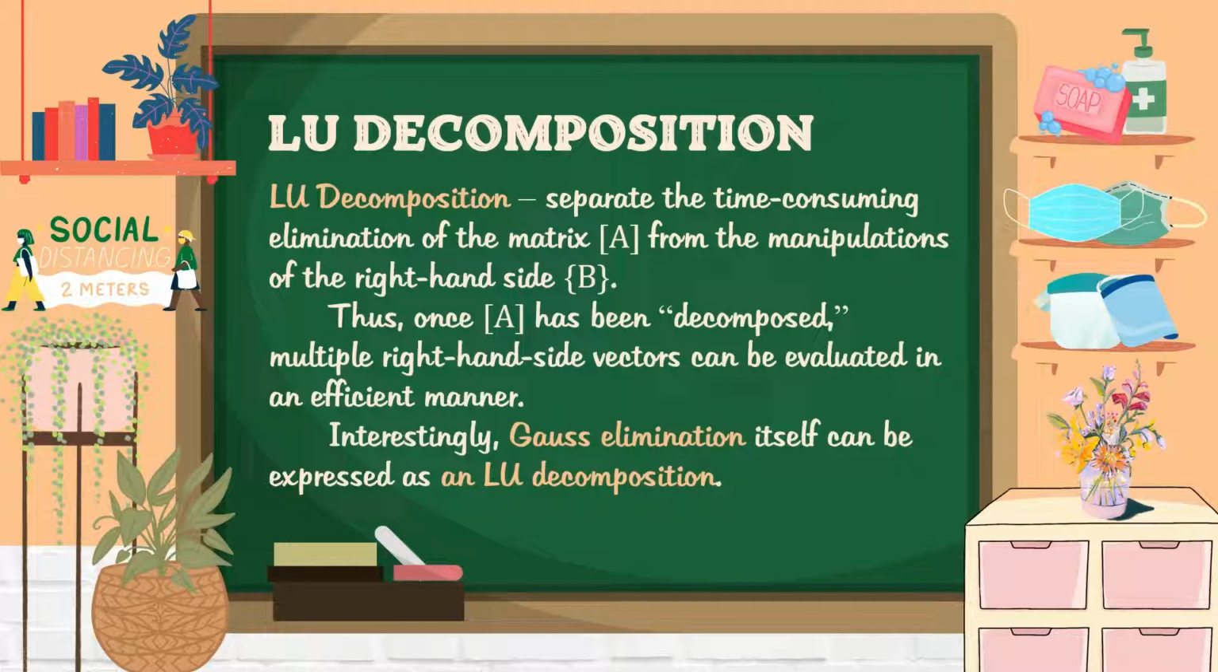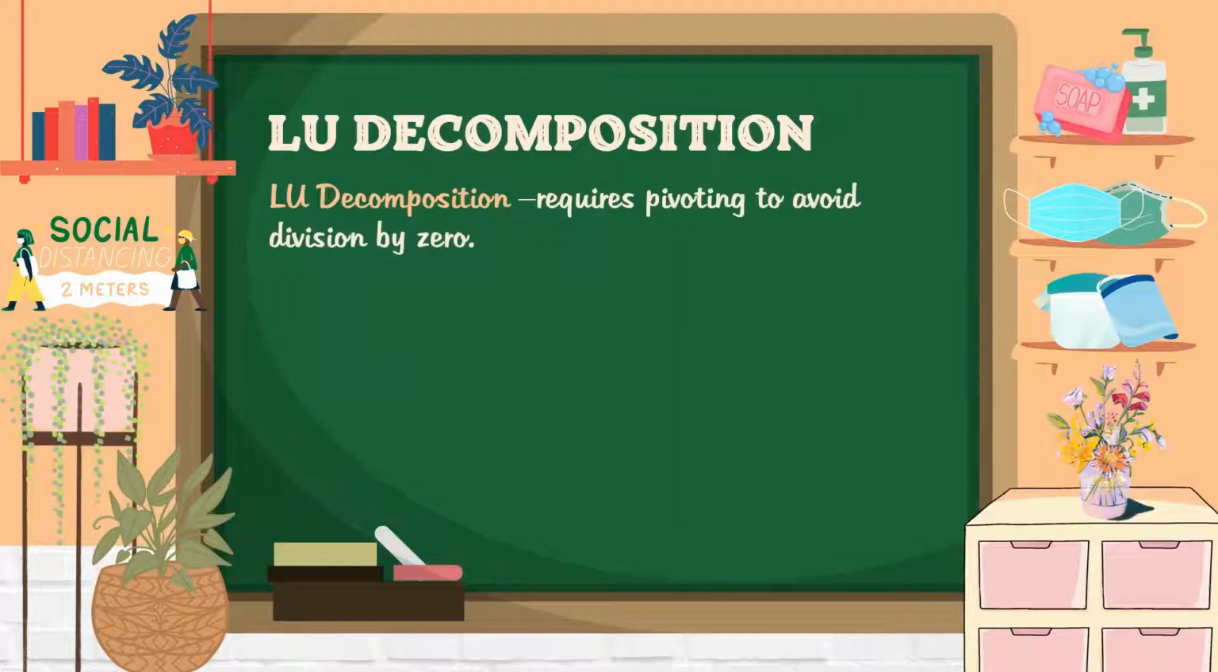Interestingly, Gauss elimination itself can be expressed as LU decomposition. LU decomposition requires pivoting to avoid division by zero. However, to simplify the following description, we will defer the issue of pivoting until after the fundamental approach is elaborated. In addition, the following explanation is limited to a set of three simultaneous equations. The result can be directly extended to an n-dimensional system.